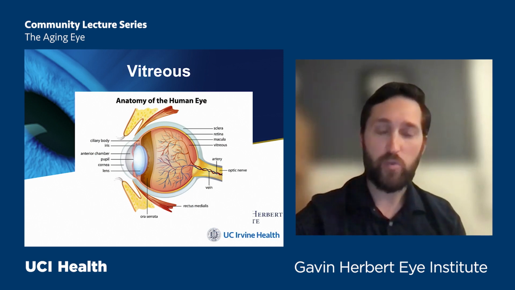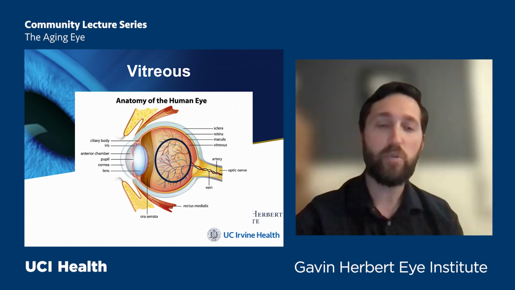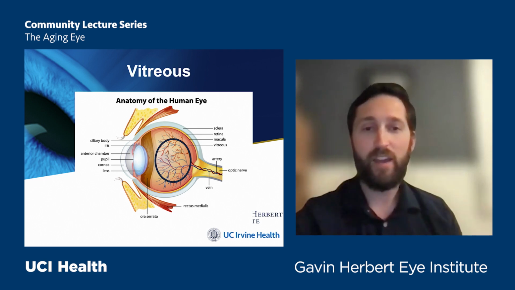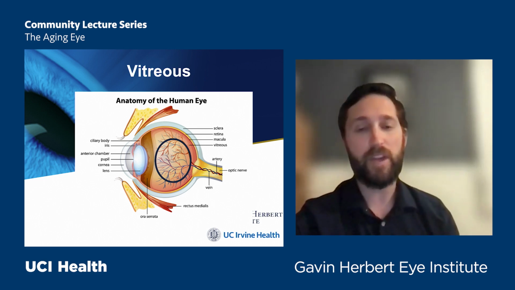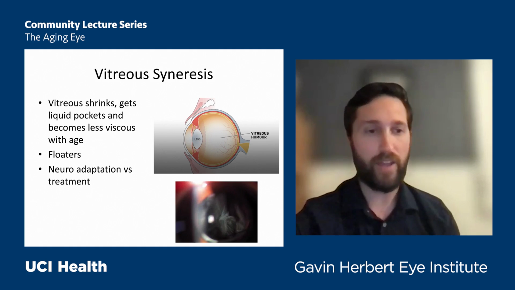All right, the next age change, we're moving back. That black circle is circling the space between the lens and the retina. And we call that space the vitreous space. And in that space, there's a jelly, and it's called the vitreous. And so that's what we're going to talk about next. So go to the next slide.